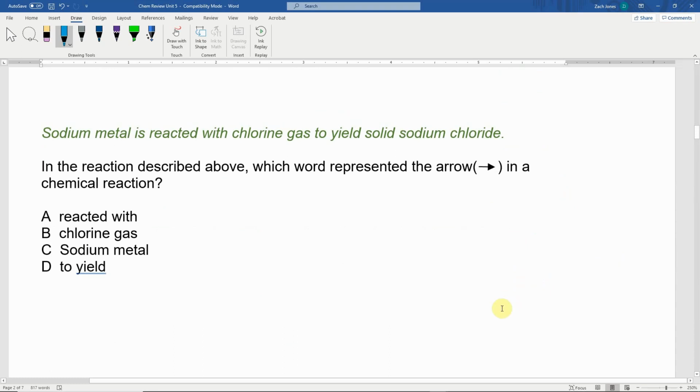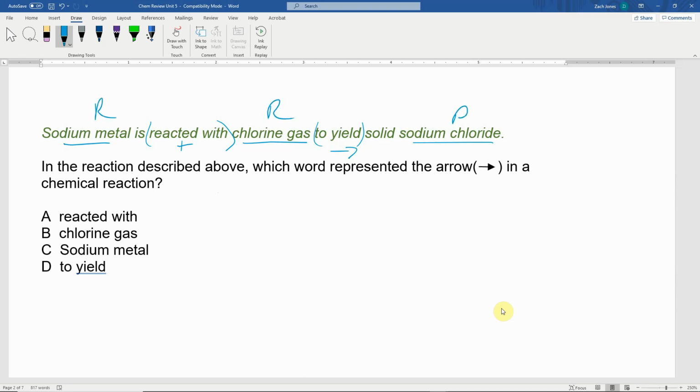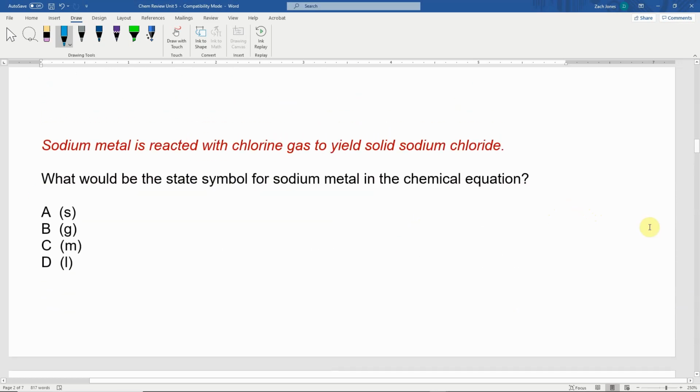Go ahead and read it and then choose your answer. All right, if we're looking for the arrow here, I think this is reacted with that. I think this probably represents the plus sign. And this must represent the arrow, because then we have our product over here, right? So we have reactant, reactant, product, like that. So to yield, it's a very unusual word. We don't see it all that often, but to yield is a way of saying the arrow. All right, read this one and then choose your answer.